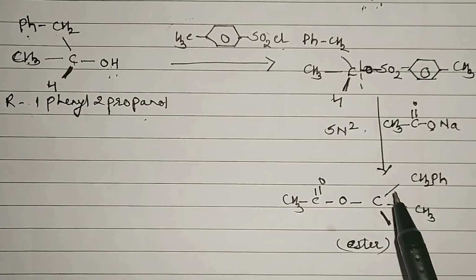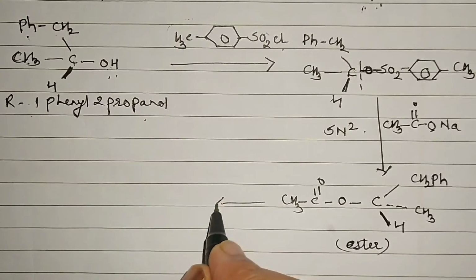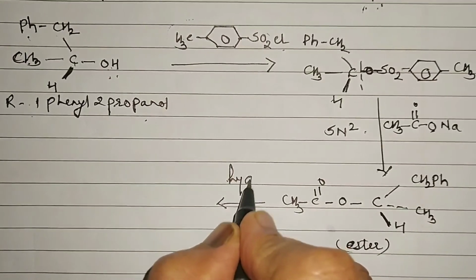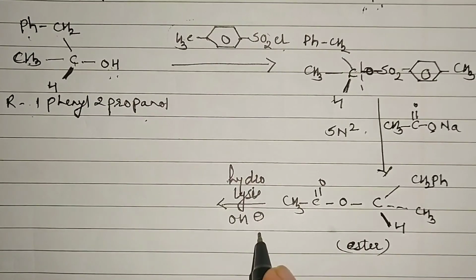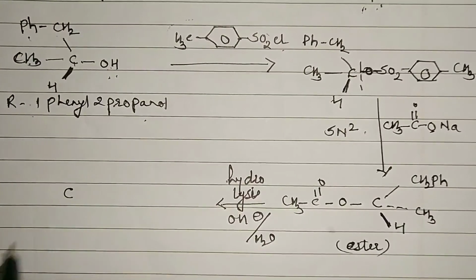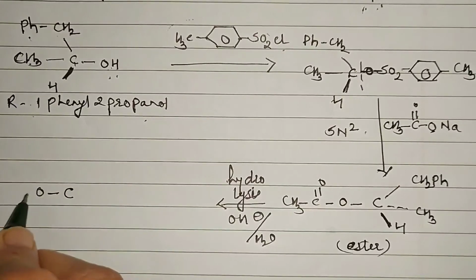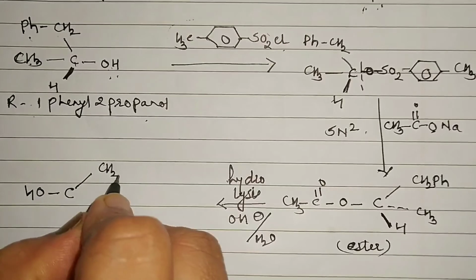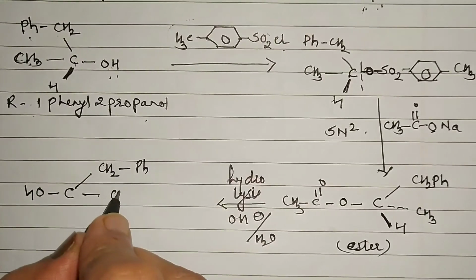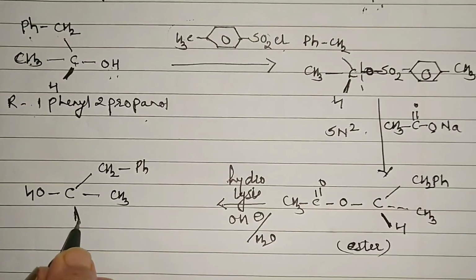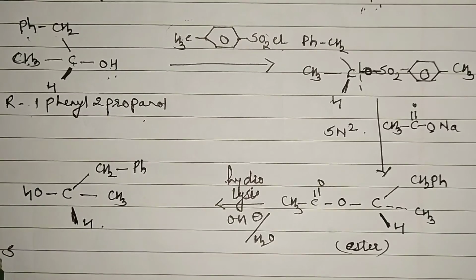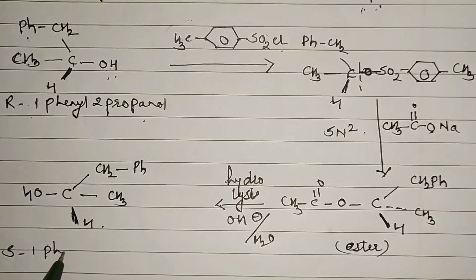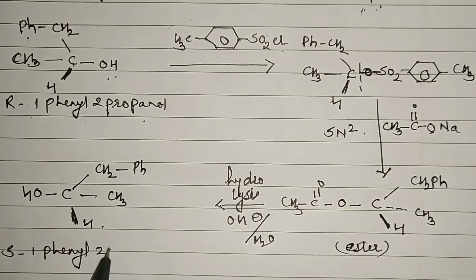The ester is formed in this reaction and when this ester undergoes hydrolysis in the presence of H2O, it gives a compound like this: C, OH, CH2, Ph, CH3, H. This is the product. This is S-1-phenyl-2-propanol.